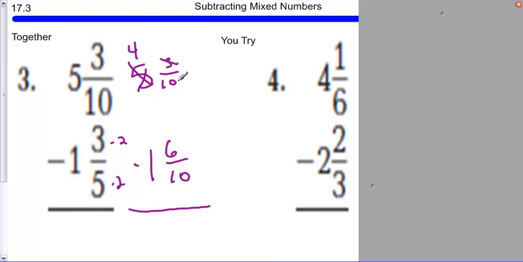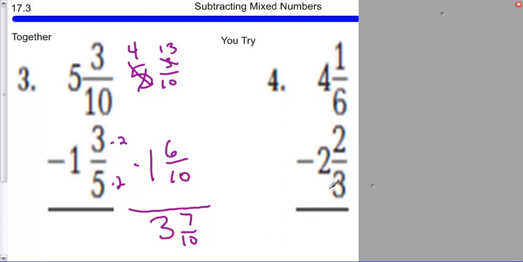Now what is my new numerator? Let's think about it for a minute. Remember, what two things do I add together? If you said 13, you guessed it. My numerator, 10 plus 3 is 13. So now I can subtract. 13 minus 6 is 7. My denominator stays the same as 10. 4 minus 1 is 3. 7/10 is in simplest form. I am good to go.